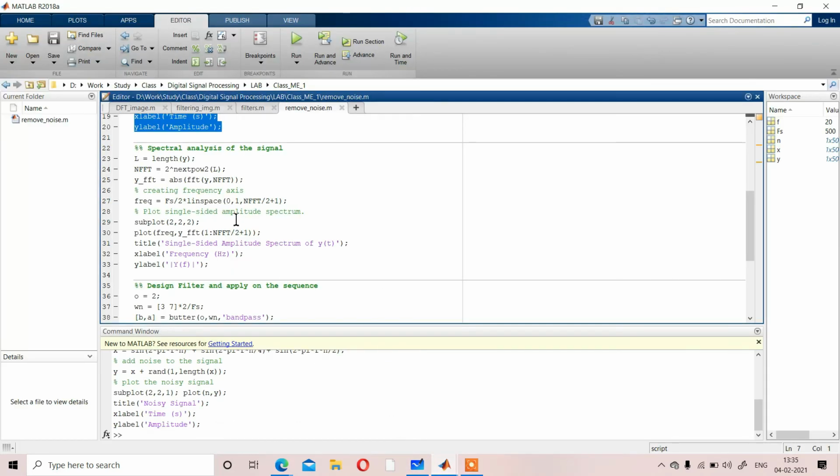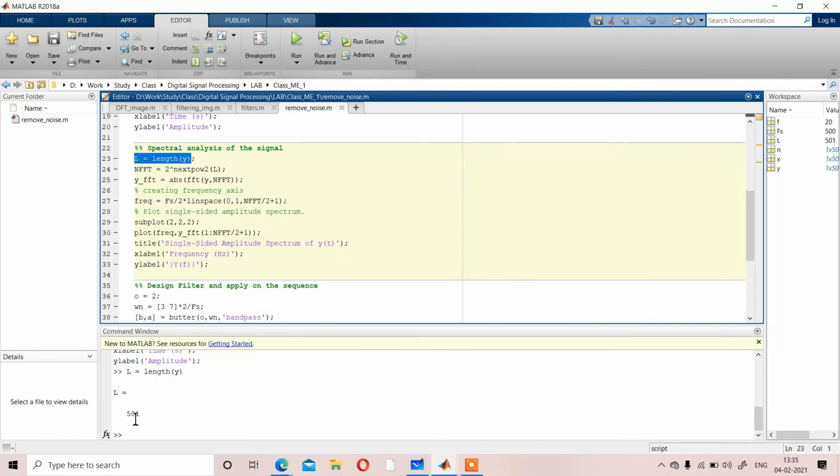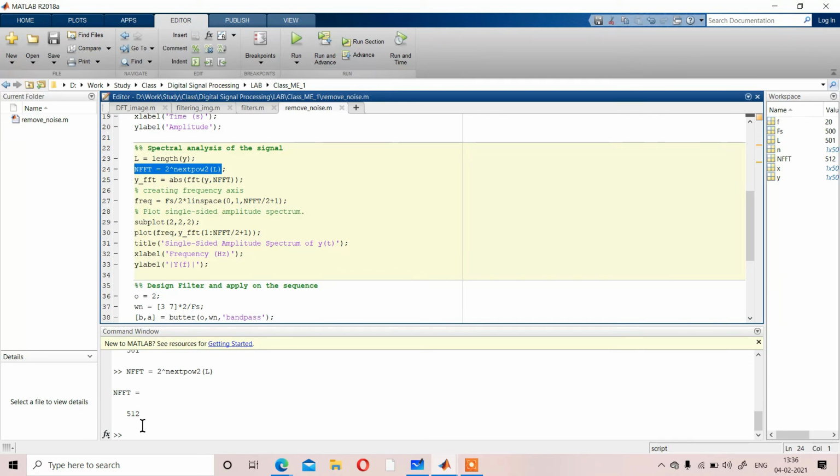That part is done by this, and it is stored in NFFT, or you can define any name, it's not a matter. So you can check simply the length of y. If we run the length of y, the length is showing 501. So NFFT will automatically be 512. If the length is 513, then it should automatically choose 1024. If we run that part, you will see that NFFT will automatically be 512.